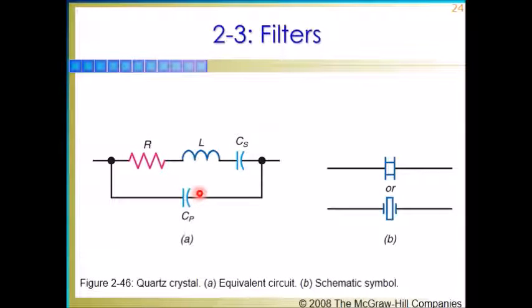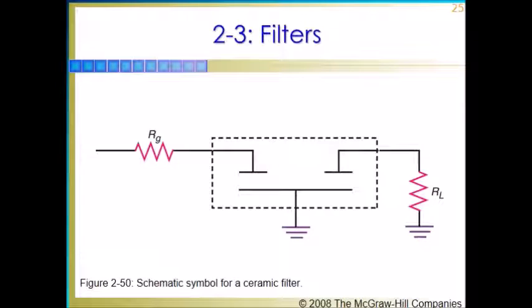The equivalent circuit and schematic symbol of a quartz crystal are shown in Figure 2-46. The crystal acts as a resonant LC circuit. The series LCR part of the equivalent circuit represents the crystal itself, whereas the parallel capacitance CP is the capacitance of the metal mounting plates with the crystal as dielectric. Here is a schematic symbol for a ceramic filter.